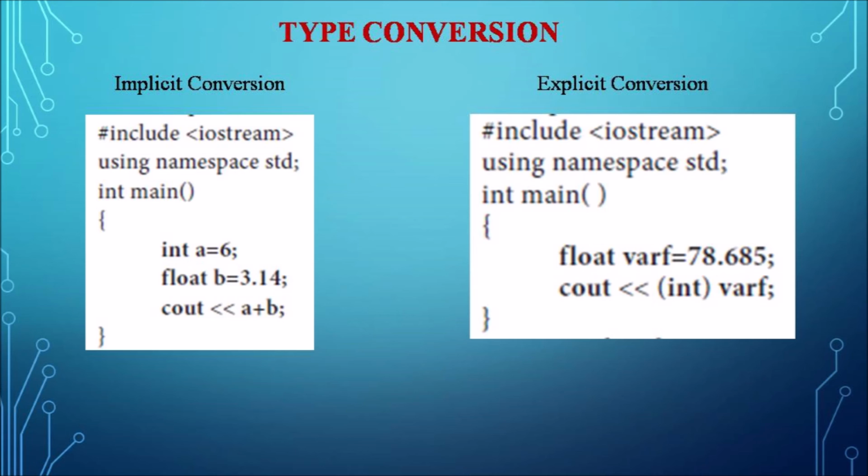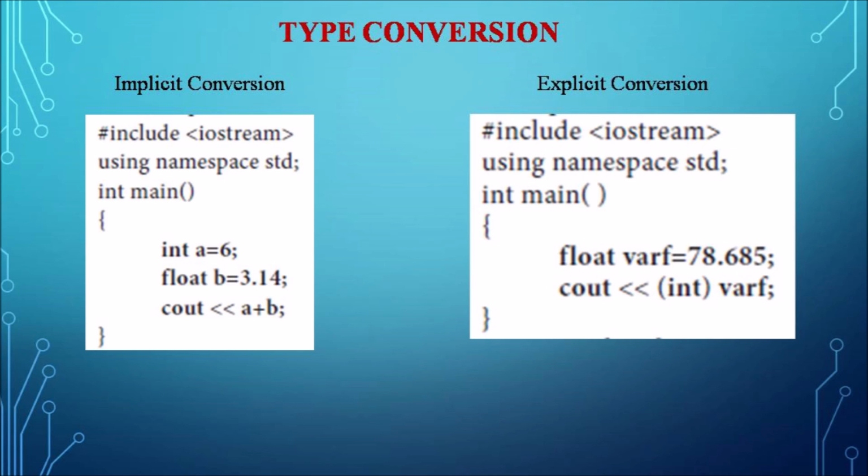On the other hand, explicit conversion means explicitly we insist the compiler change, we force the compiler to change the data type, whatever the rules or whatever is defined internally.